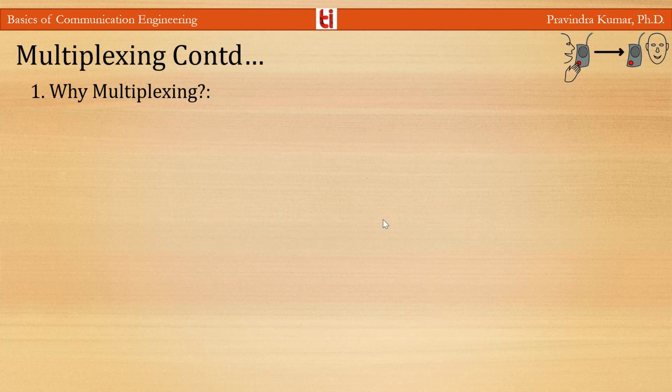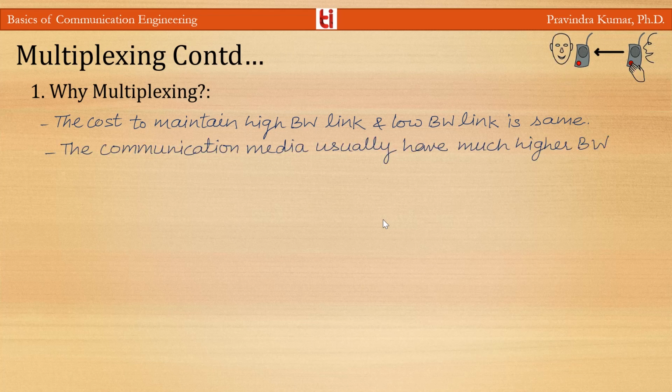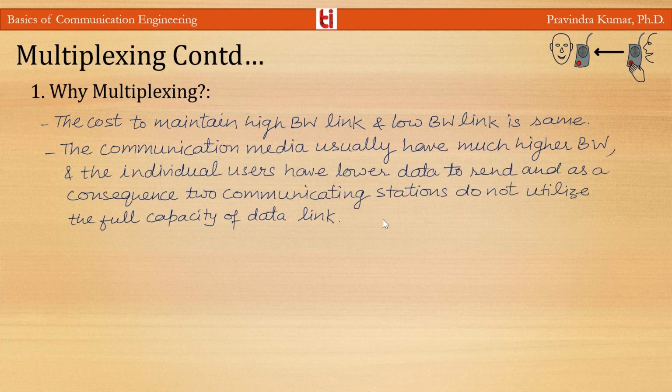And at the receiver, we do the inverse operation, meaning this composite signal is decomposed into n different channels. So now the answer to why multiplexing: the cost of maintenance of a high bandwidth link and a low bandwidth link is the same. So telephone companies have developed an elaborate scheme for multiplexing many lines into a single physical line, and the communication media usually have much higher bandwidth. For example, we use coaxial cable, optical fiber, microwave. On the other hand, individual users have less data to send, and as a consequence, two communicating stations do not utilize the full capacity of the data link.